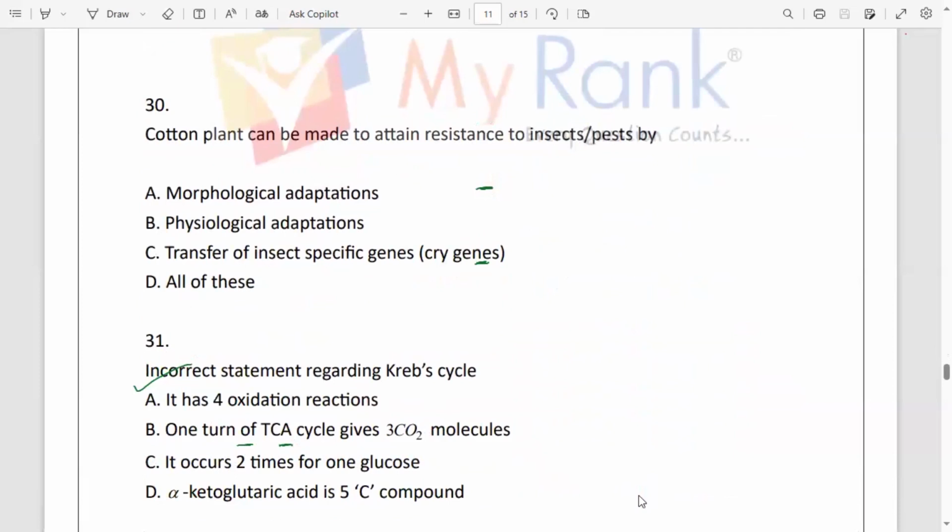Now coming to the 30th question. Cotton plant can be made to attain resistance to insects and pests by morphological adaptations, physiological adaptations, transfer of insect-specific genes, all of these. You can produce nectar-less cotton balls and smooth leaves, and also you can transfer the cry genes to produce GM crops. So all three are correct. So D would be the answer, all of these.